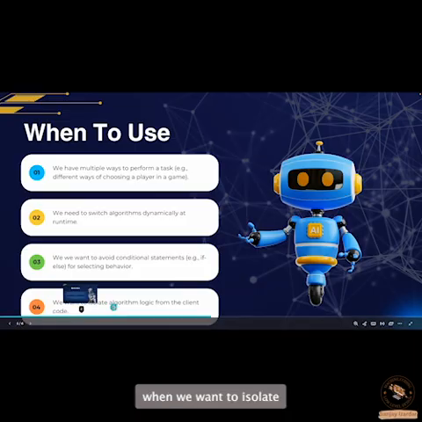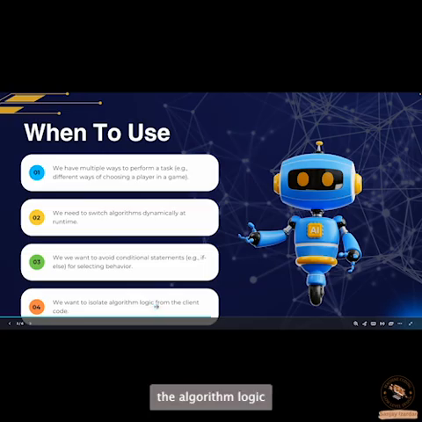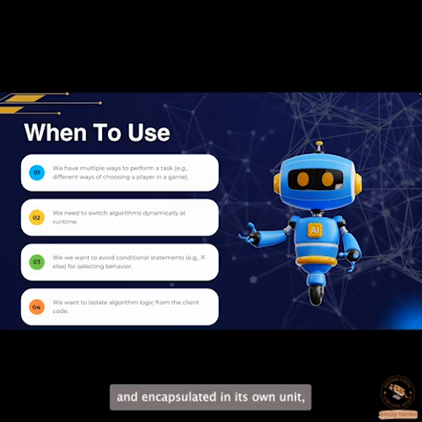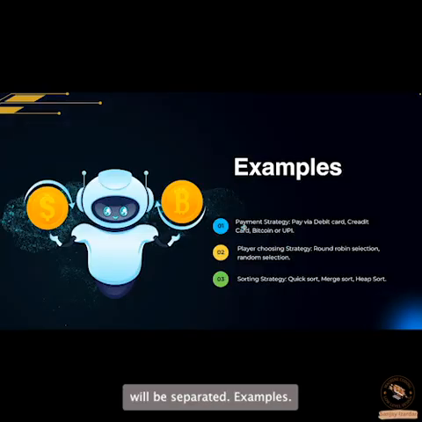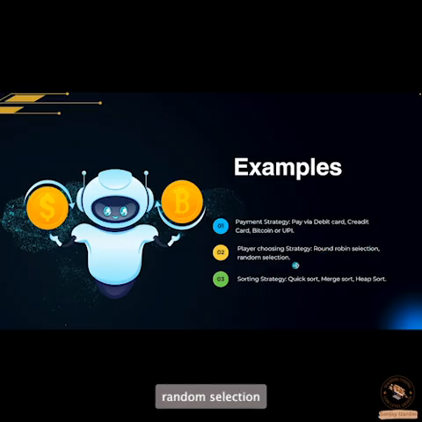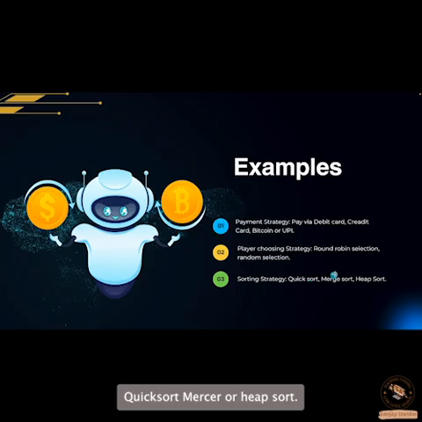When we want to isolate the algorithm logic from the client code. Here the algorithm logic will be separated and encapsulated in its own unit, and the client code will be separated. Examples. There are many examples of the strategy design pattern. First is payment strategy: pay via debit card, credit card, Bitcoin, or UPI. Then in any game application, a player choosing strategy like round robin selection, random selection. In sorting strategy, quick sort, merge sort, or heap sort.